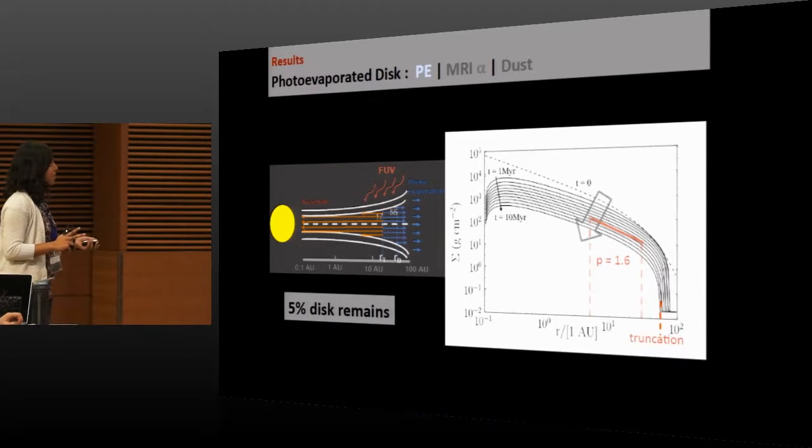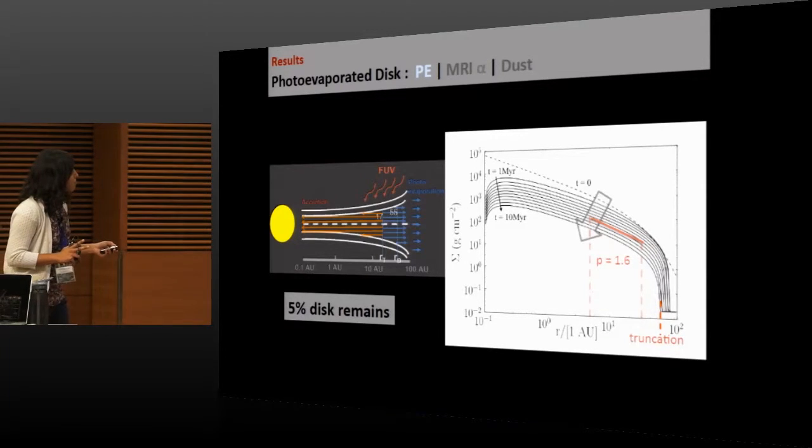So next we go to a photoevaporated case. It's basically a viscously evolving disk without MRI alpha, with photoevaporation. And you can see that the slope that we keep track of between 5 and 30 AU is slightly steeper now. And the disk is even less massive. Only 5% of the disk remains after 10 million years of evolution. And it's also truncated to about 50 AU.